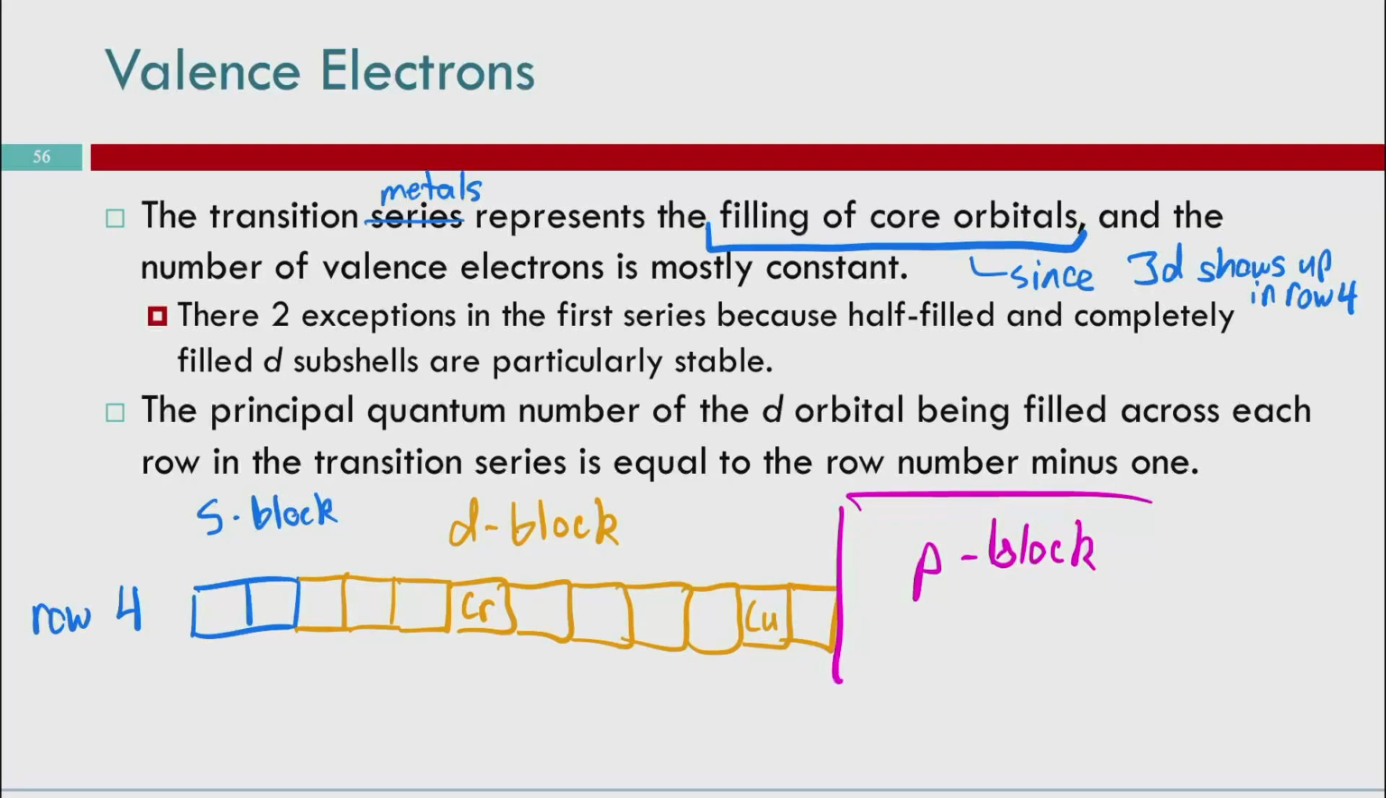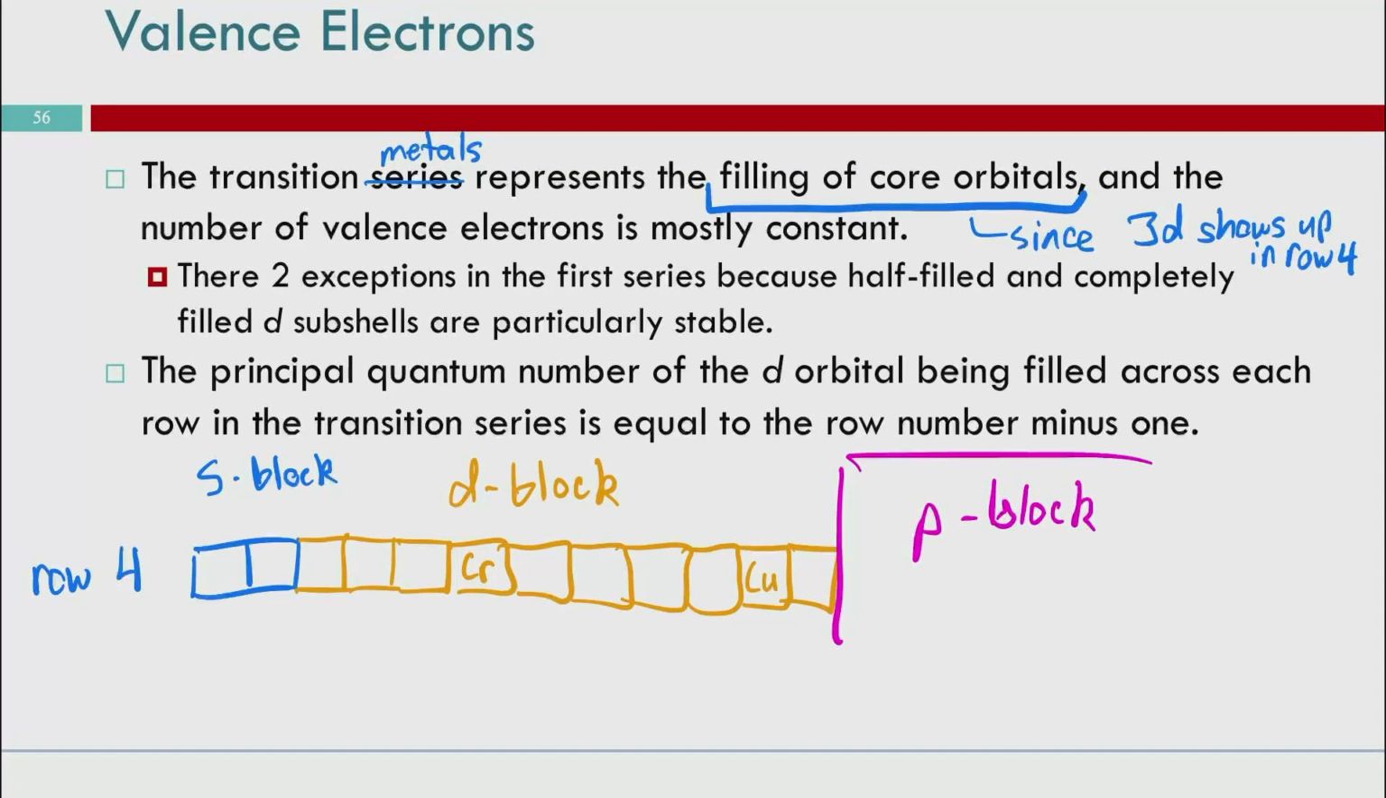Chromium and copper are weird because if we're looking at electron configurations, we'll do one for chromium and one for copper. What we would expect to see is that our S block is full, right? We're past our S block. We're already in the D block, so our S block should be full. And then when we get to our D block, we've got 5 orbitals. And when we're at chromium, we're in our 4th spot, so we would have 4 of these orbitals filled.